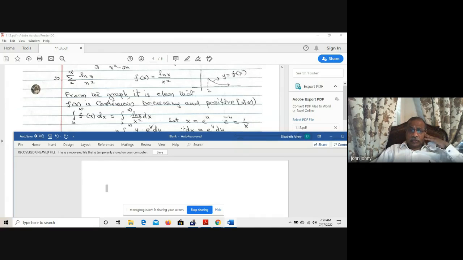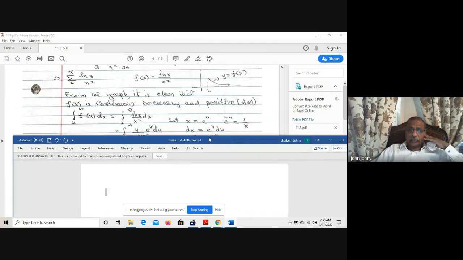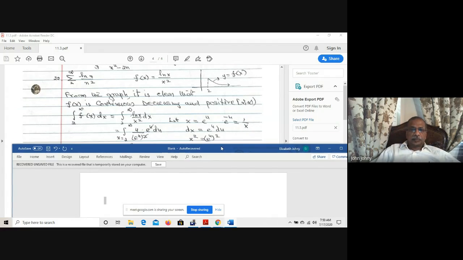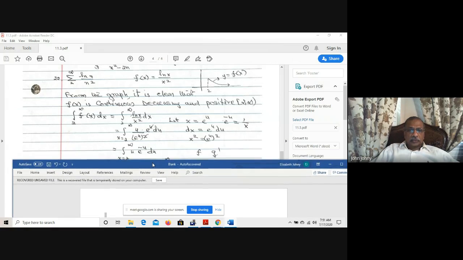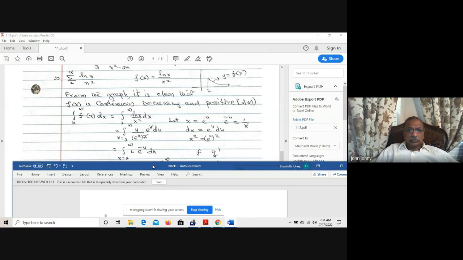Let x is equal to e to the u. So, 1 over x is e to the negative u. dx is e to the u du, because x is e to the u. e to the negative u is the same as 1 over x. So, integral 2 to infinity u times e to the u du divided by e to the u the whole squared, since x squared is e to the u the whole squared. And so, that is 2 to infinity u times e to the negative u. One of the e to the u's cancel, so e to the negative u.